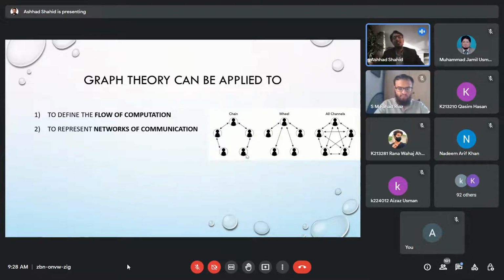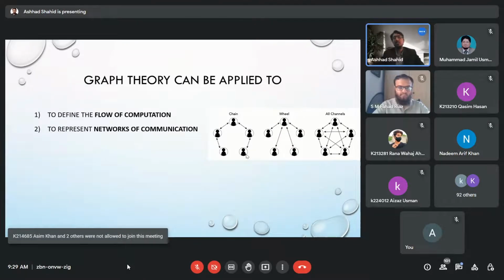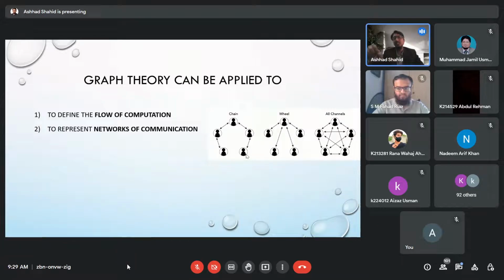The wheel is like a person in any institution: we have the head of the department. You can see the network of communication through the head of the department is like a wheel. The head of the department is giving instructions to all of their subordinates, and these subordinates are also replying to the head of the department. Similarly, this is the wheel way of communication.